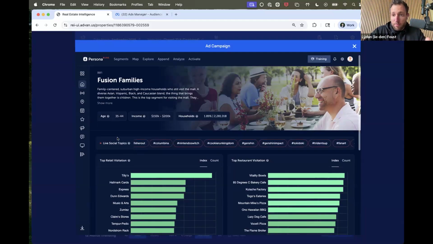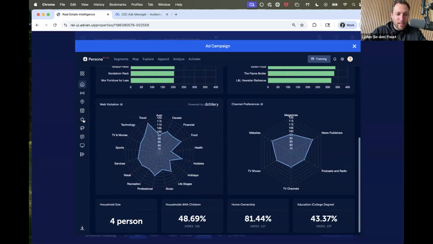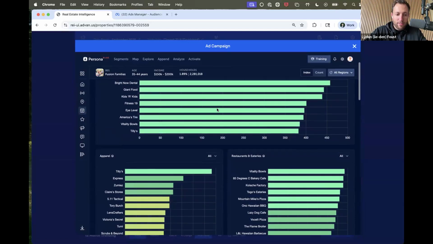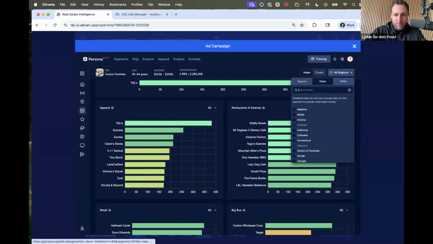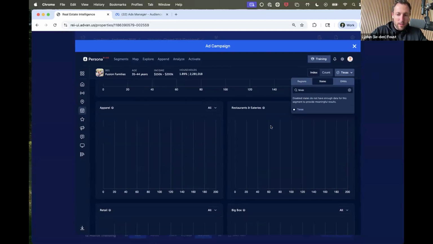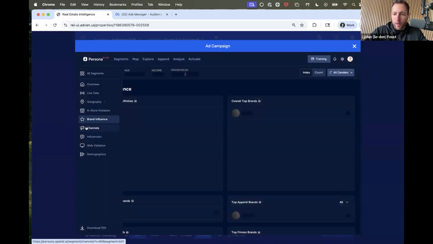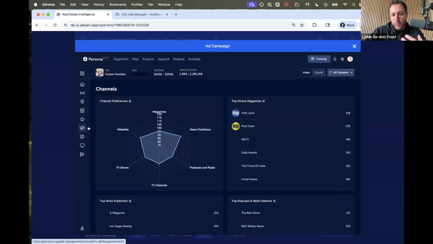That's what I love about this because I think people are fascinating. But you can see everything from what these people are talking about right now. So kids are probably talking about Nintendo Switch, the types of retail that these people are visiting. We can look at their in-store visitation, and this right here is through the Advan data, and we can look at that across any region. So I mentioned Texas. So these are the locations that they visit in Texas in particular. Brand influence: these are the brands they follow on social media. And then channels: this is where you can actually reach them. So we're getting that real-time picture of these folks.